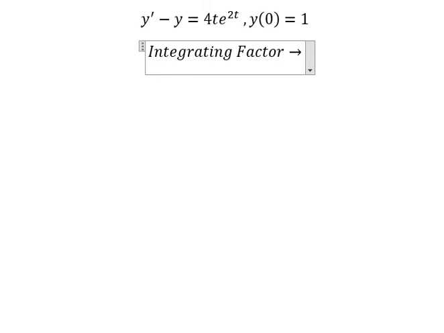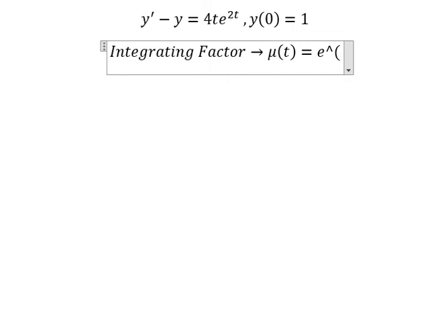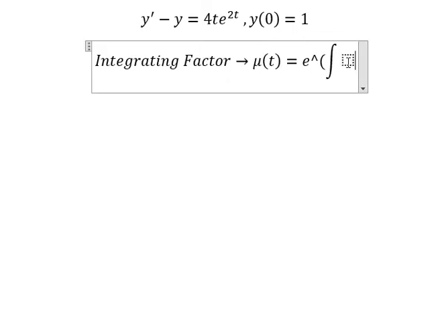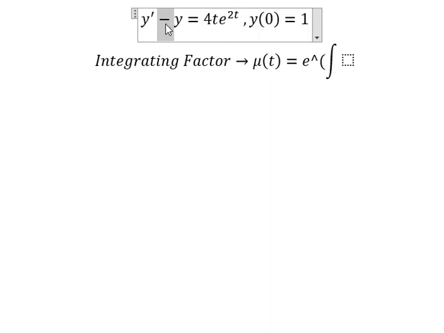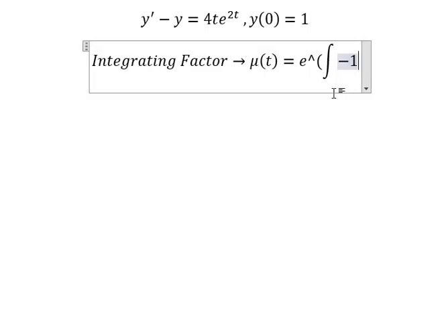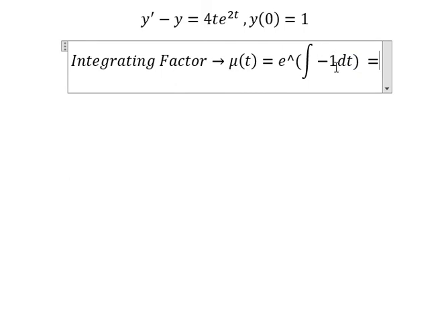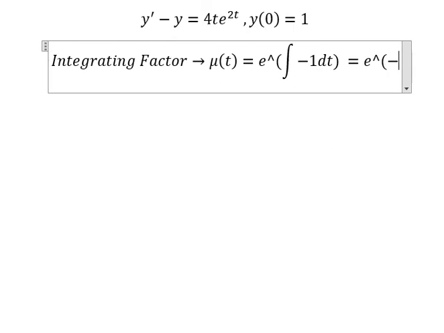So we need to find mu of t, which equals e to the power of the integration. We see that we have a negative next to y. That's negative number 1 in here. So we put negative 1 in here, and we have dt. The integration of negative 1 dt gives e to the power of negative t.